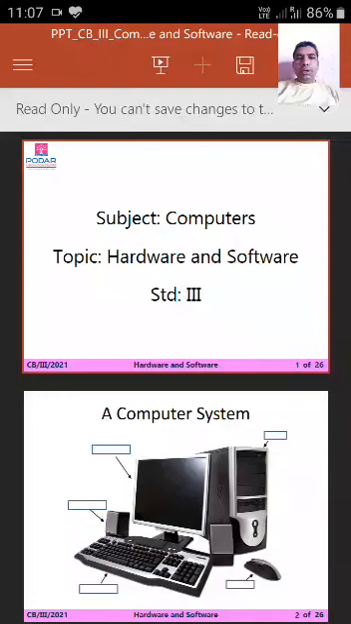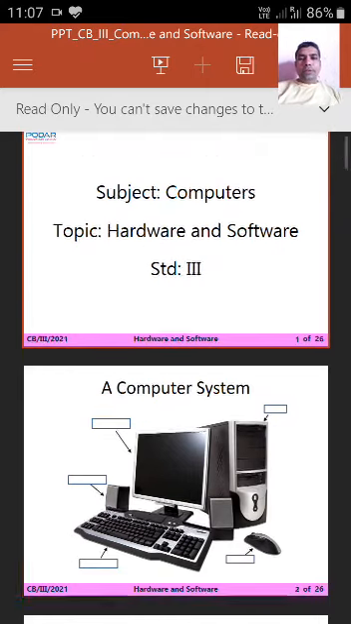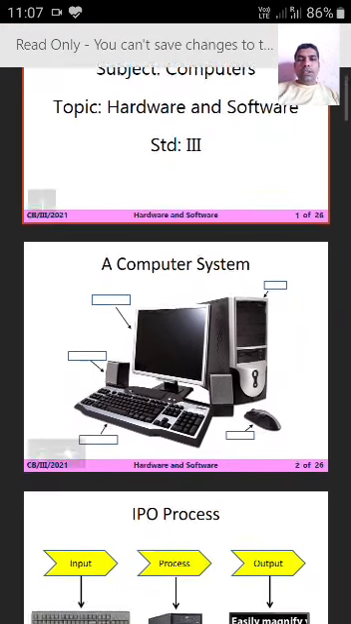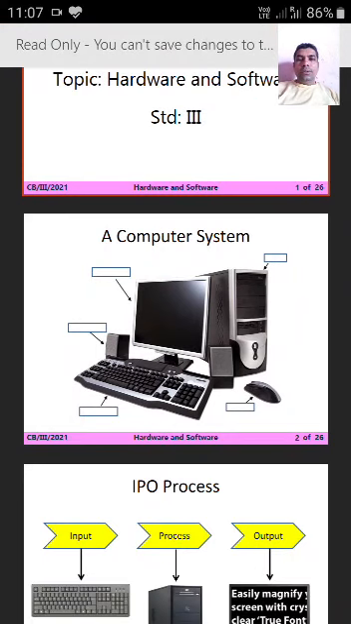Students, today we are going to revise the chapter hardware and software. First, a computer is a system. How is it a system? In this picture you can see many parts of a computer, that is monitor, keyboard, mouse, speaker, CPU. These are the different parts of a computer. When they connect to each other, it becomes a computer system.